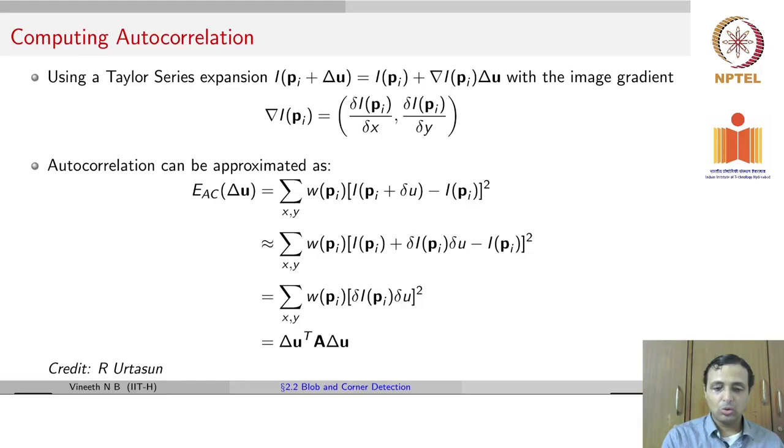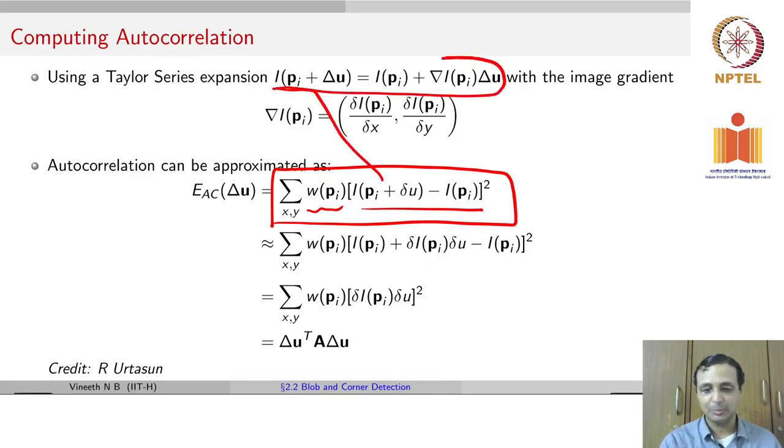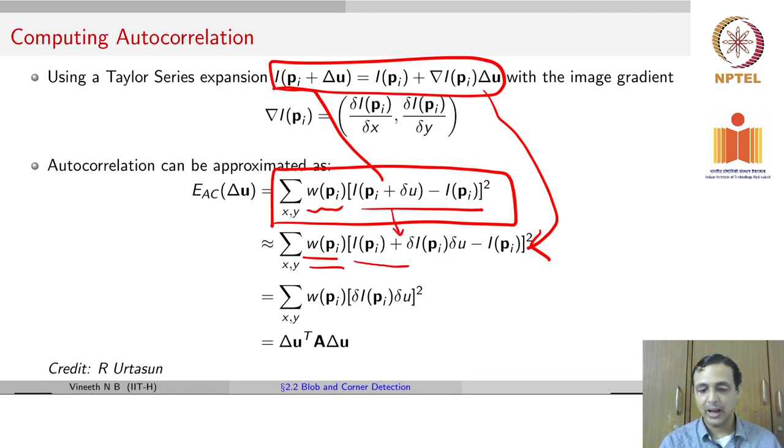Now let's write out autocorrelation. Remember, the definition of autocorrelation that we wrote on the previous slide is this one, where we said autocorrelation is W of pi into I of pi plus delta u minus I of pi, squared. Now we're going to replace I of pi plus delta u with this Taylor series expansion. So plugging that in here, this first term gets written as I of pi plus grad I of pi delta u, minus I of pi.